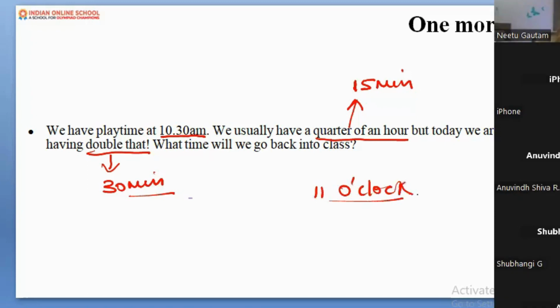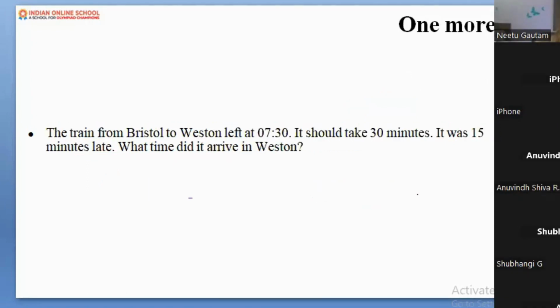Now, one more. Last question. The train from Bristol to Weston left at 7:30. It should take 30 minutes to reach its destination. Somehow, it was 15 minutes late. What time did it arrive in Weston? I'm not going to ask Shisha or Arjun. I want to ask Avantika Das. 8:15.